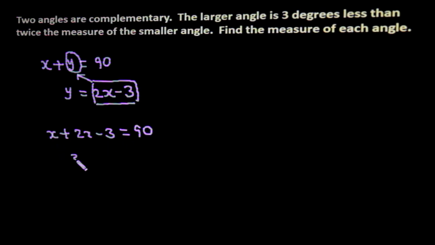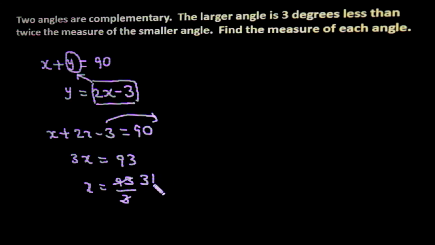x plus 2x is 3x. Minus 3 becomes plus 3. 90 plus 3 is 93. x is equal to 93 divided by 3. 3 times 31. x is equal to 31.